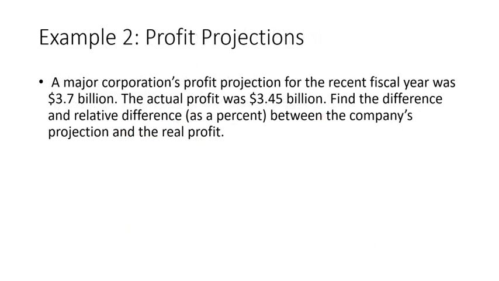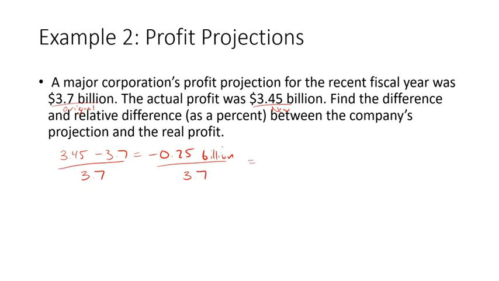We can use this to compare profit projections. A major corporation's profit projection for the recent fiscal year was $3.7 billion. The actual profit was $3.45 billion. Find the difference and the relative difference as a percent from the company's projection and the real profit. So the projection is our original value, and the actual profit is our new value. To find the difference, well, the difference is just subtracting 3.45 minus 3.7, which is equal to negative 0.25 billion. The relative difference is then dividing this value by the original value of the projection, which is 3.7.